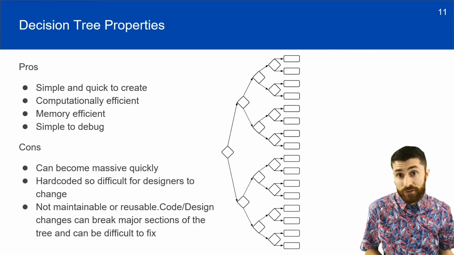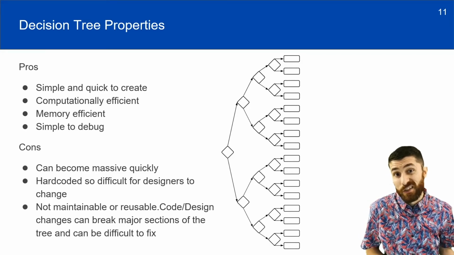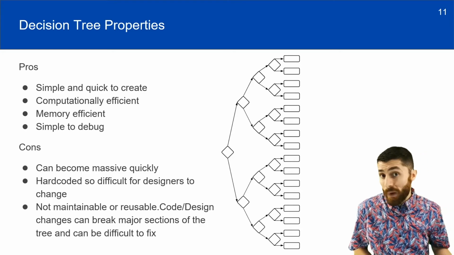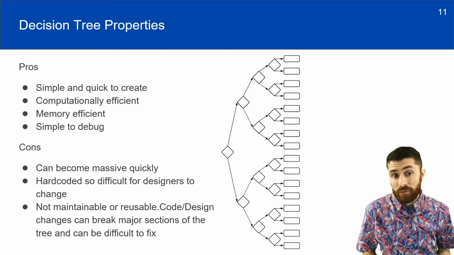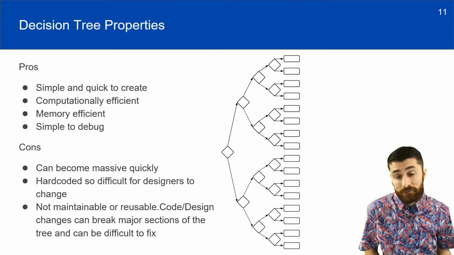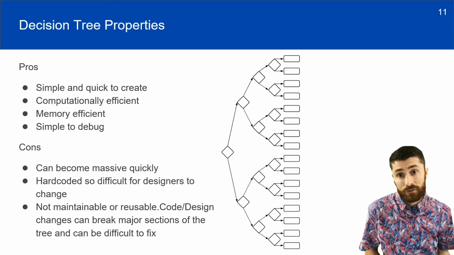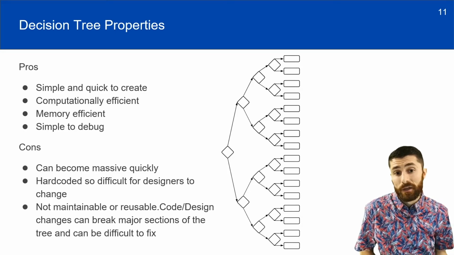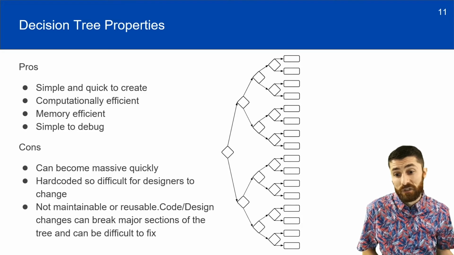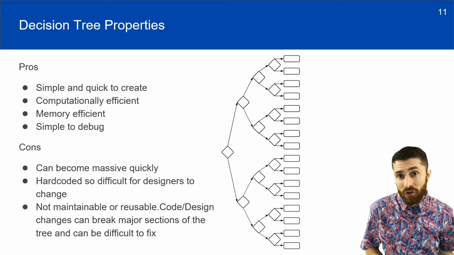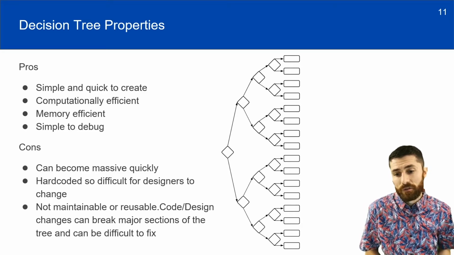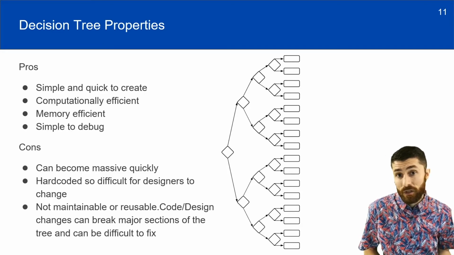They are just if statements nested together. You can't really get anything faster than that. They're memory efficient. They take up no memory because the if statements are actually coded into the executable of the program. Therefore, there's no other data to really rely on or that is needed for these decision trees. And they're simple to debug. Very easy to debug some if statements.